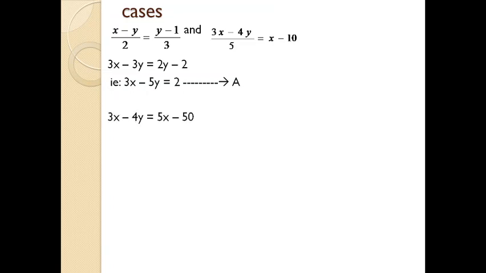Okay, next we will go for the second part, (3x minus 4y) by 5 equal to x minus 10. Again we use the cross multiplication aspect. Then we will get 3x minus 4y equal to 5x minus 50. We all know that we have to rearrange the unknown values and known values to different sides of the equal sign. Then we will get 2x plus 4y equal to 50.